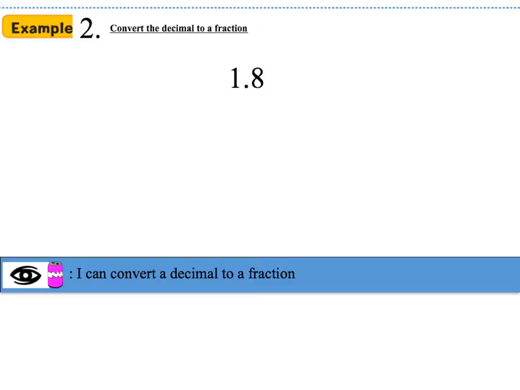For example 2, it's asking me to convert this decimal into a fraction. The difference with this one is that it now has a whole number. We're still going to do the same exact steps that we did before. So let's take a look at the number behind the decimal spot, and that is my numerator. So 8 becomes my numerator, and I'm going to ignore the whole number for now.